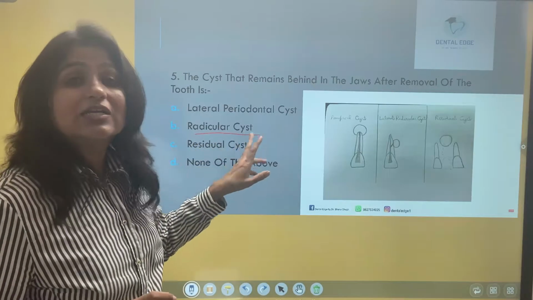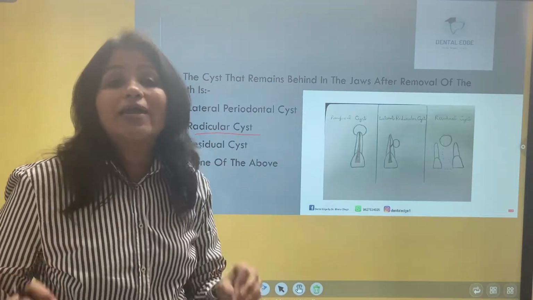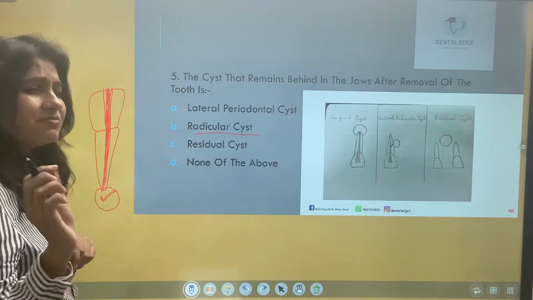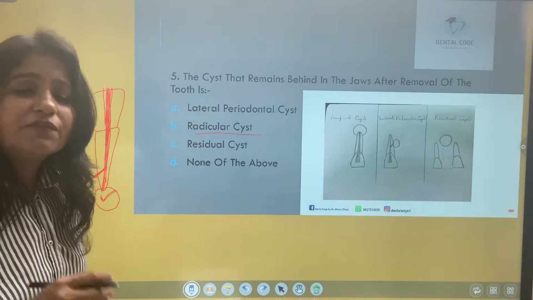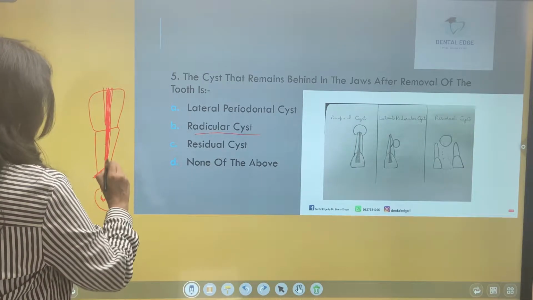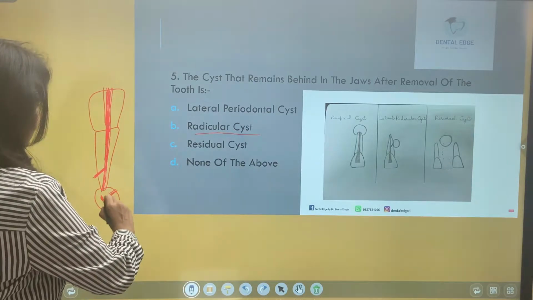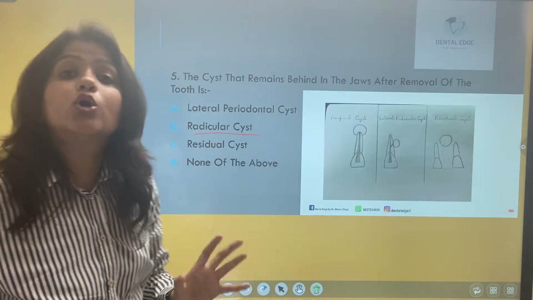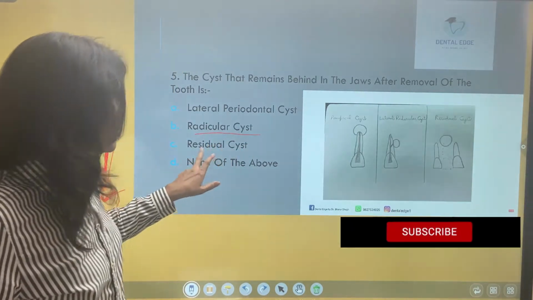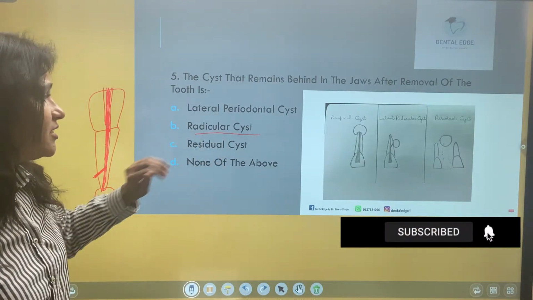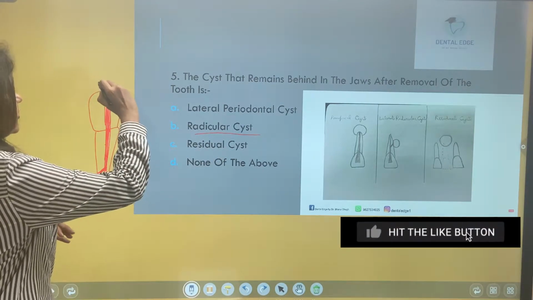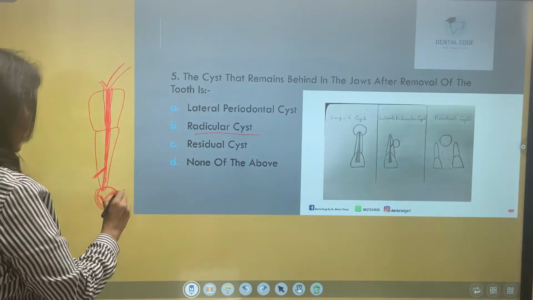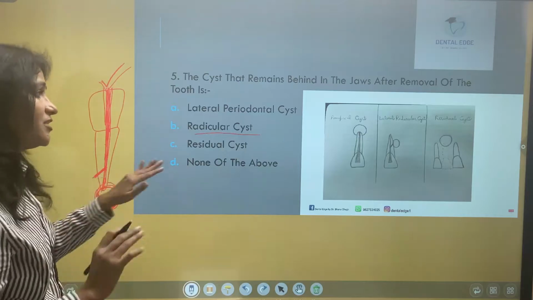So, this cyst is associated with a non-vital tooth, a tooth that has become non-vital. Usually it is at the apex, sometimes it is at the lateral aspect if the toxins exit from a lateral accessory canal, but usually this is a cyst present at the apex of the tooth and the tooth has become non-vital. The third option given is residual cyst. Now what is a residual cyst? If this tooth is extracted and the cyst remains behind, then it is called a residual cyst.